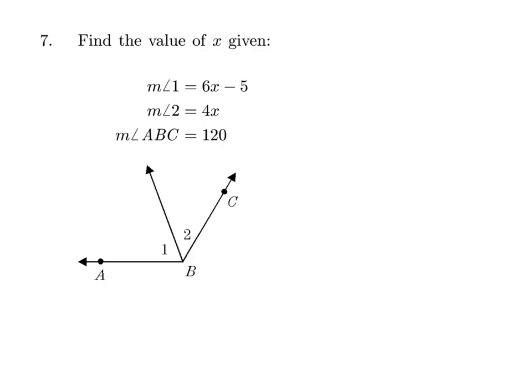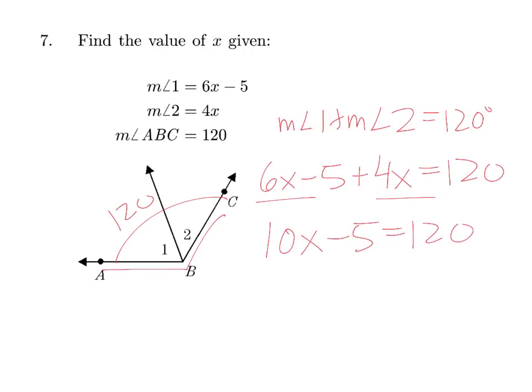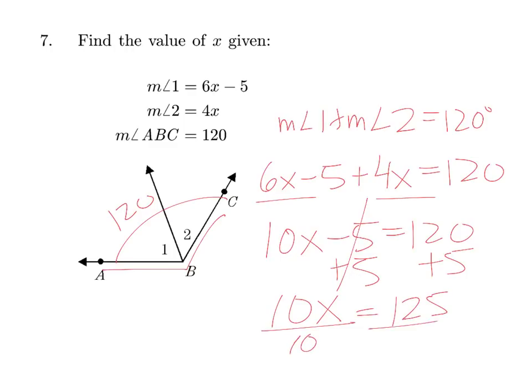Find the value of x given measuring angle 1 is 6x minus 5, angle 2 is 4x, and this whole thing is 120. Okay, so I know measurement angle 1 plus measurement angle 2 will add up to 120 degrees. So I have 6x minus 5 plus 4x equals 120. So I have 10x minus 5 equals 120, plus 5. So I have 10x equals 125. Divide by 10, and x is equal to 12.5.